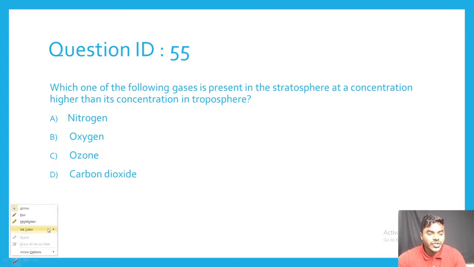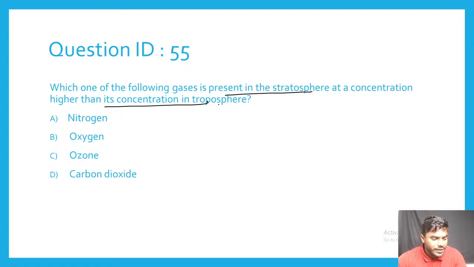Okay. Next, question number 55. Which one of the following gases is present in the stratosphere at a concentration higher than its concentration in the troposphere? We all commonly know this, right? So what will be the answer? The answer will be ozone.